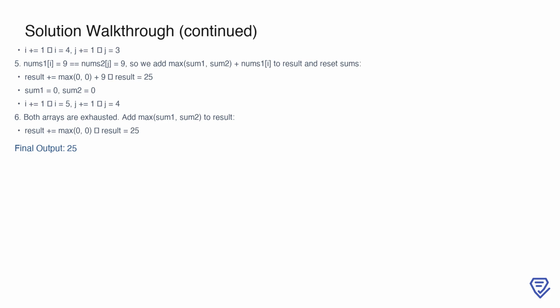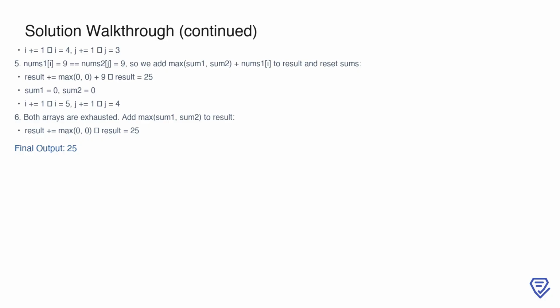At this position, nums1[i] and nums2[j] both equal 9. We add max(sum1, sum2), which is 0, plus 9 to the result. This brings the result to 25. The sums are reset, and both pointers are incremented, with i set to 5 and j to 4.